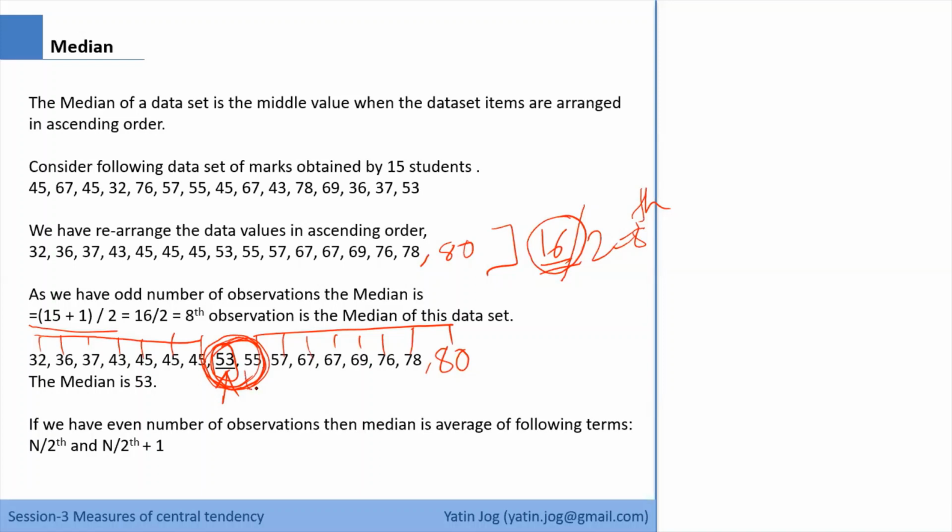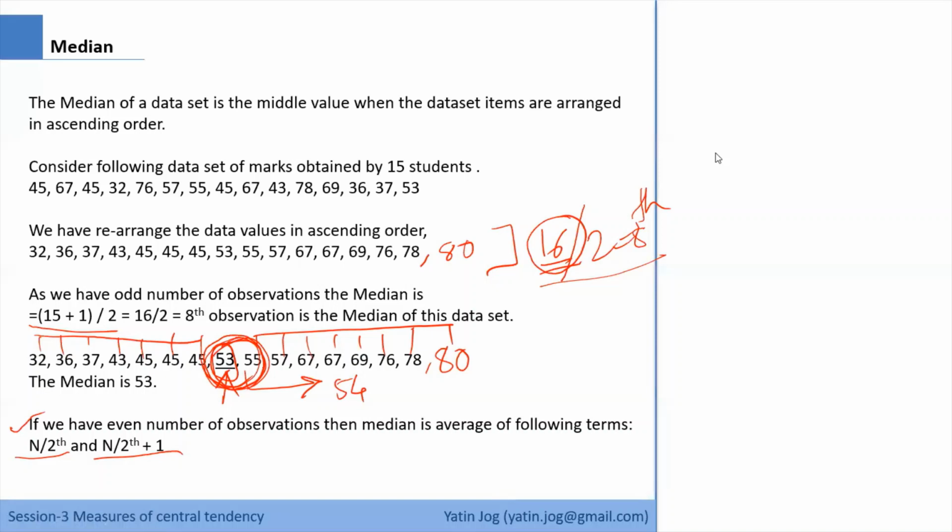So what I do is I take the average of these 2 values, that is 54. That becomes my median, and that is what is written here. If we have an even number of observations, then the median is the average of the n by 2 term, that is the 8th term, and the next term, that is the 9th term. Yes, so this is how you can calculate median for ungrouped data.